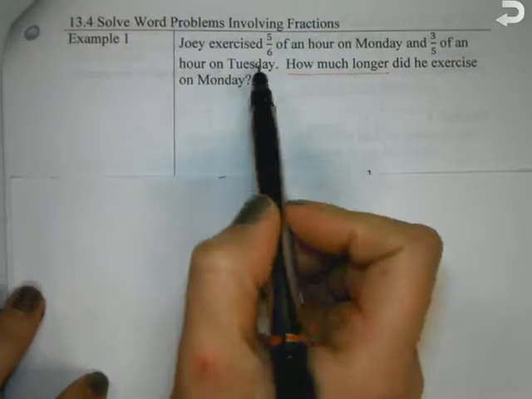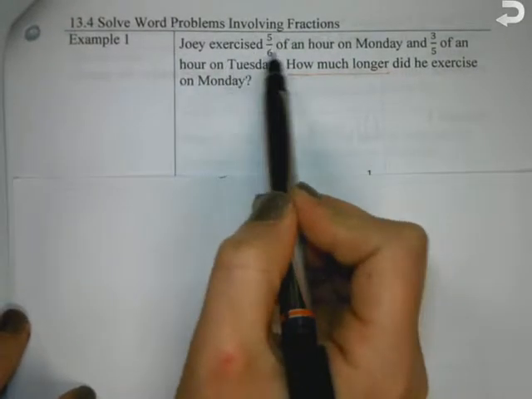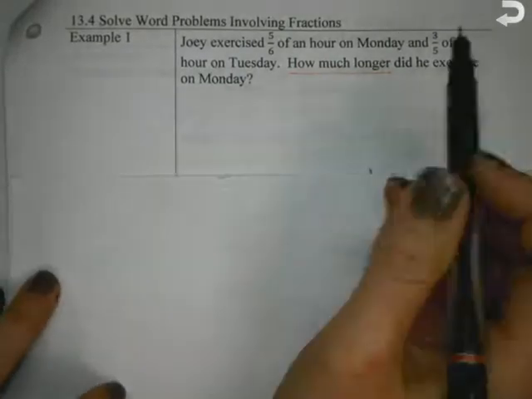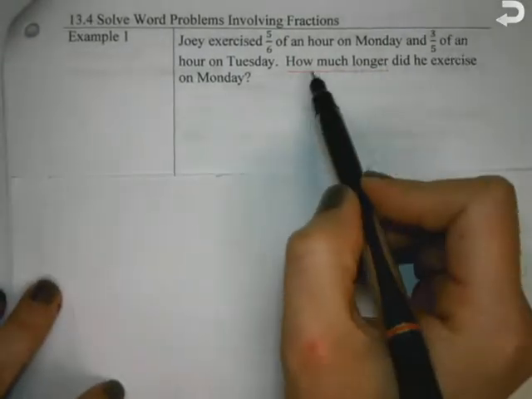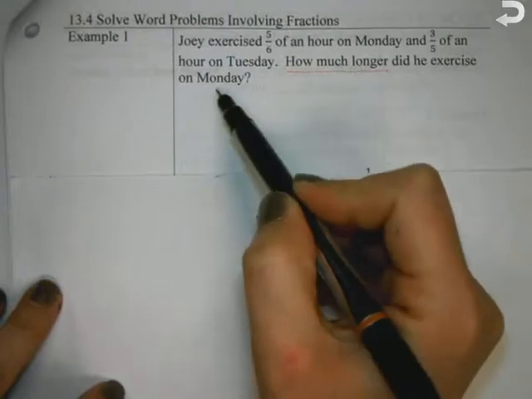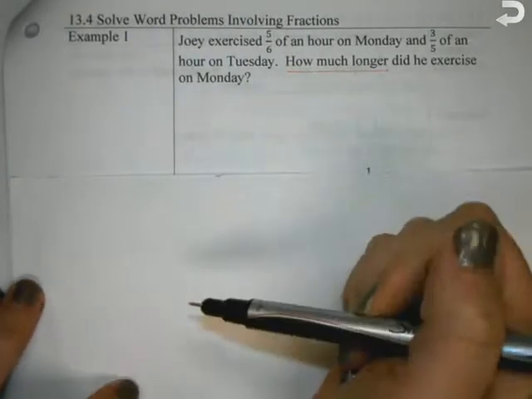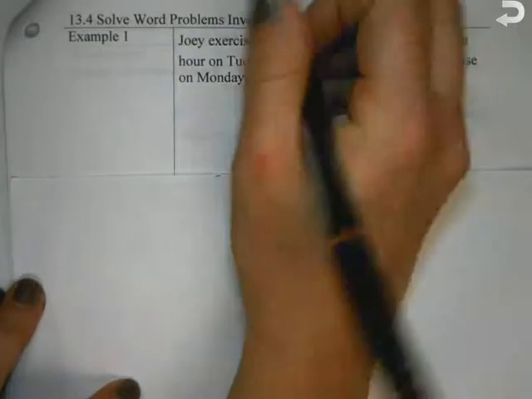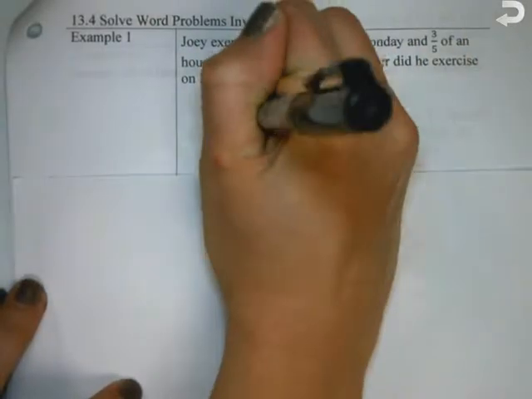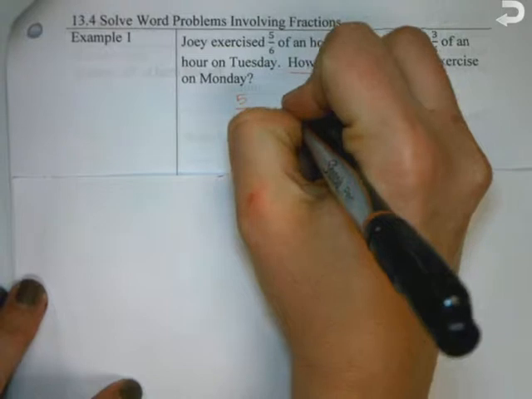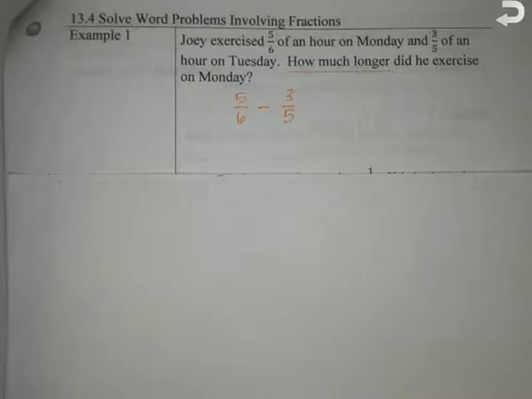So, how much longer did he exercise on Monday? Which one is bigger here? How much he exercised on Monday or how much he exercised on Tuesday? Monday is bigger. And the problem actually tells us that because it says how much longer did he exercise on Monday. So that gives us the clue that he did more on Monday. So how would we set this up? 5/6 minus 3/5. Okay, so set it up for me.